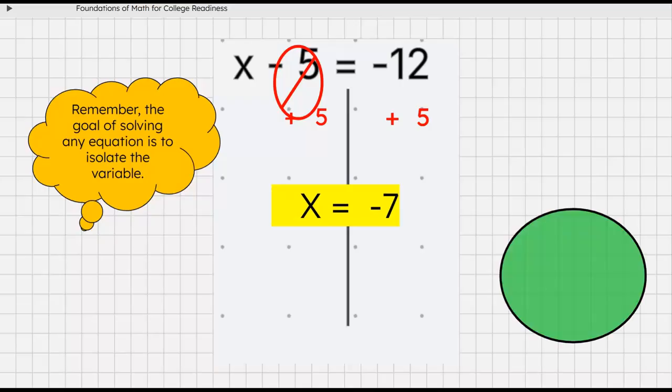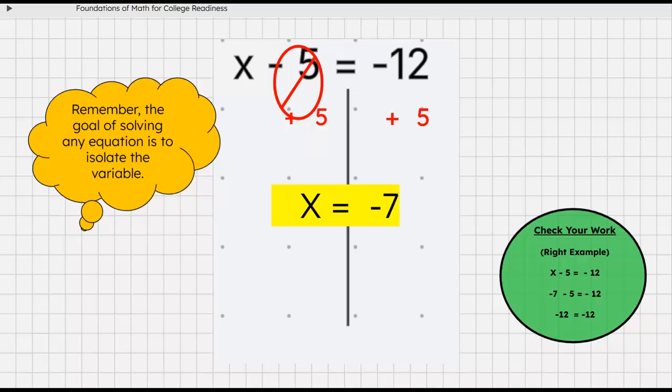But we need to remember to check our answer. So originally we had x minus 5 equals negative 12, and our solution was negative 7. So we're going to substitute that negative 7 in for the x. So negative 7 minus 5 is equal to negative 12. Well, negative 7 minus 5 is actually equal to negative 12, and negative 12 is equal to negative 12, so we know we're correct.